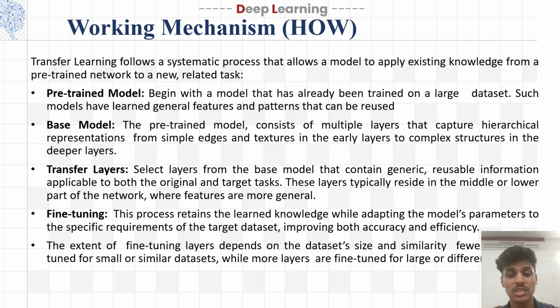Then the third step is to select transfer layers. These are the layers that contain reusable general information that works for both the old and the new task as well. We adjust or retain only selected layers to make the model adapt to our new dataset. If the new dataset is small or similar to the original one, we fine tune fewer layers. If it's larger or very different, we fine tune more layers. This process allows the model to retain useful knowledge while adapting to new tasks quickly and effectively.